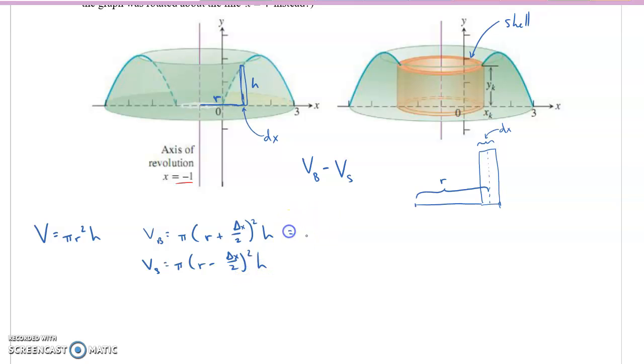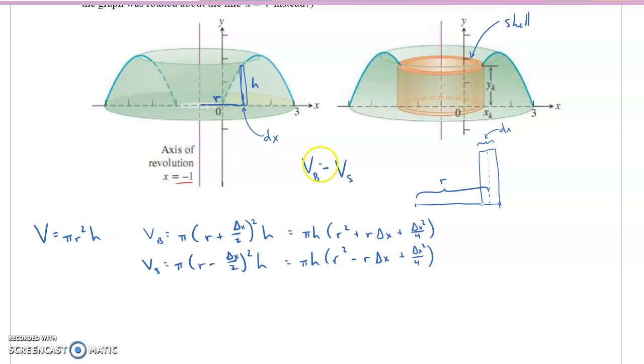And when we expand these out, I'll leave the pi and the h factored out because those are common to both of these. We've got r squared plus, well, 2 times r times delta x over 2 gives us r delta x. And then we've got delta x over 2 squared, so that's delta x squared over 4. Okay, and then we get the same thing down here, except instead of a plus r delta x, we get a minus r delta x. Everything else stays the same. That's just how you square binomials, nothing fancy there.